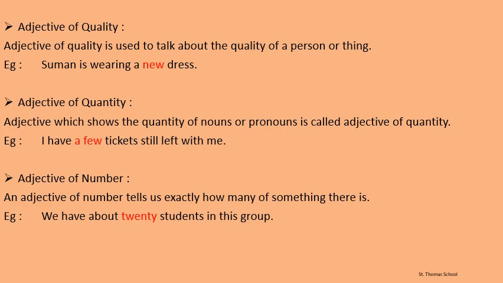So see the example we are given over here. We have about 20 students in this group. So how many students are there? 20 students. So the word 20, or the number 20, gives us information about the noun students, that how many are there? There are 20. So the word 20 is an adjective of number.